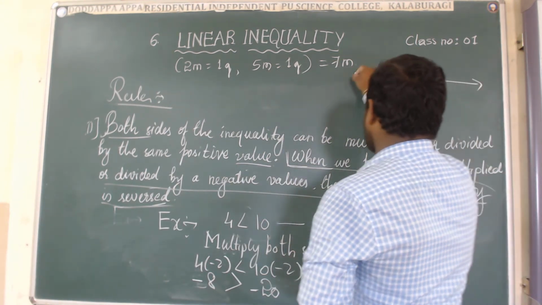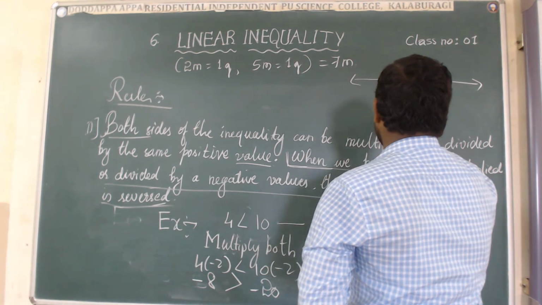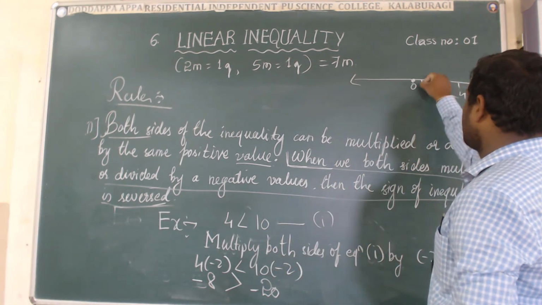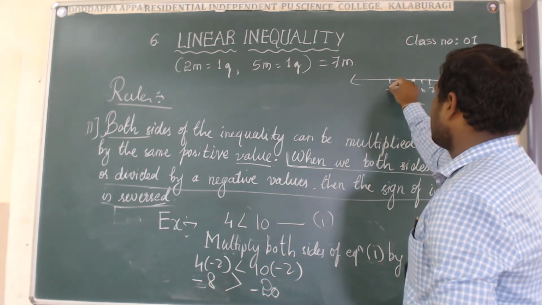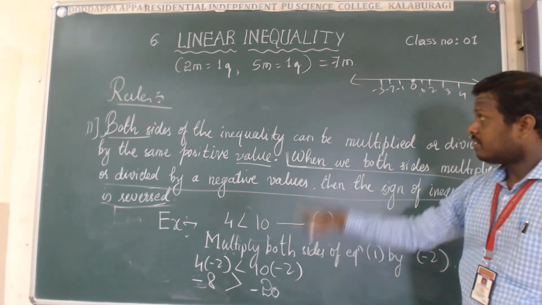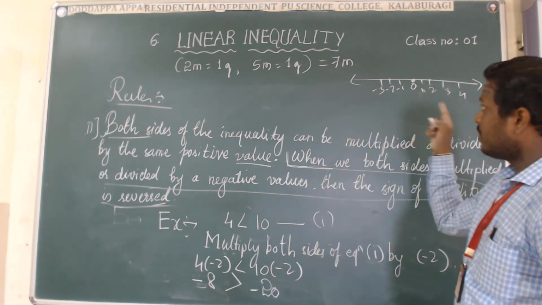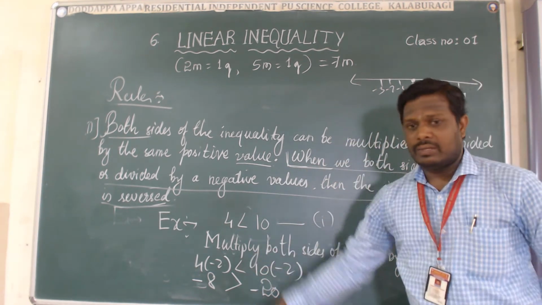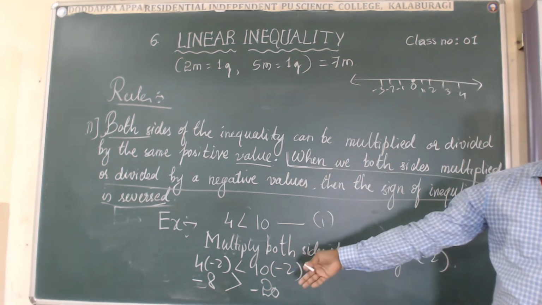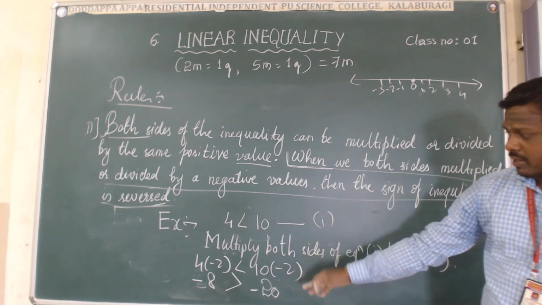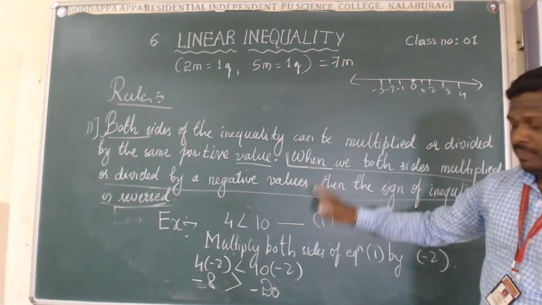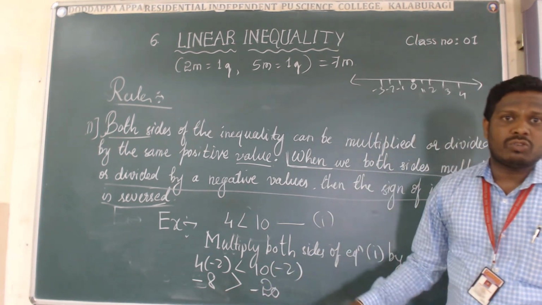You know the number line: this is the mid zero value, the right side will be positive values and the left side will be negative values. Which one is nearest to 0? That is the bigger, larger one. In these two values, which one is nearest to 0? That is the maximum one. Here minus 8 is nearest to 0. So that's why minus 8 is more than minus 20.